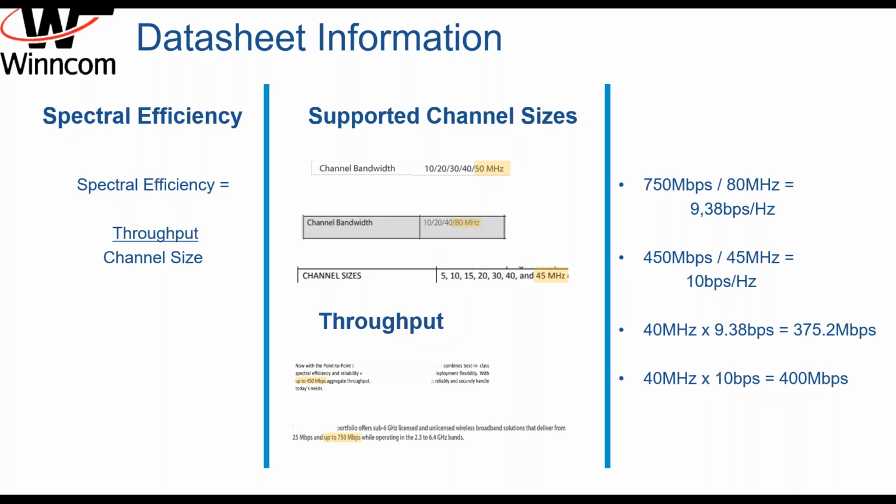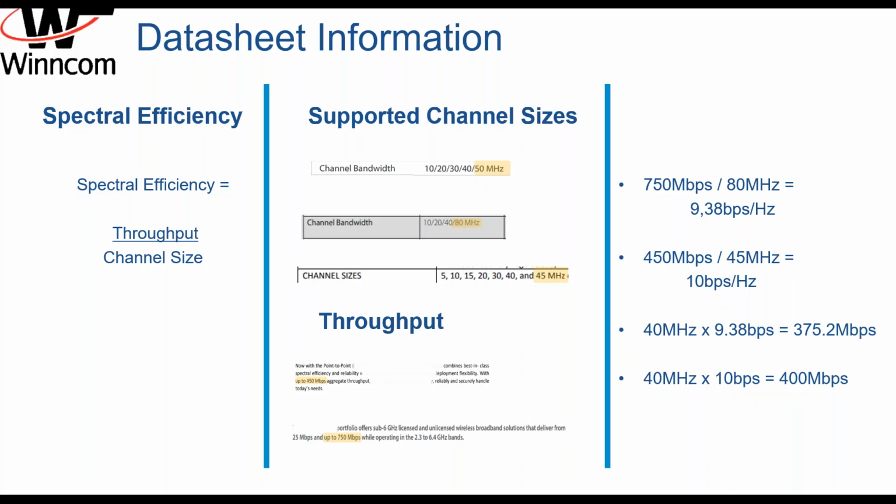So if you compare these two radios on 40 megahertz, a common channel size, for the first radio, you will get like 375 megabits per second. And for the second radio, you will get 400 megabits per second.